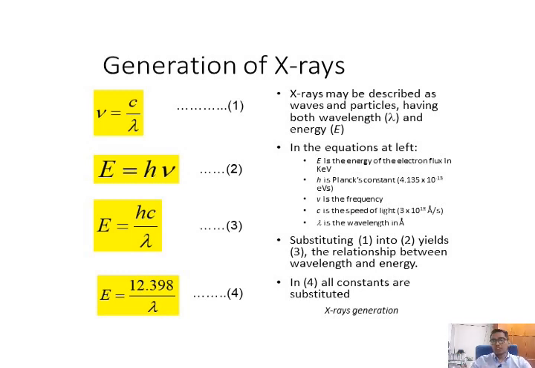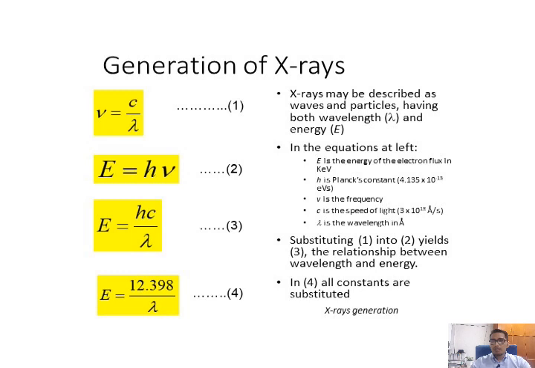If we merge equation number 1 and 2 by substituting equation number 1 into 2, it yields equation number 3. So finally, when we combine these, we get the energy is equal to 12.398 divided by the wavelength. This is very common and widely reported to describe the principle of X-ray, in which it involves the principle of energy, wavelength, as well as the frequency.